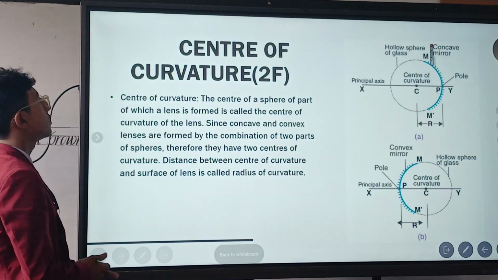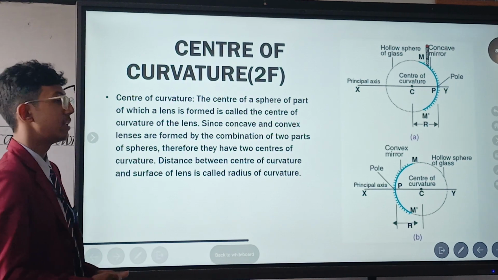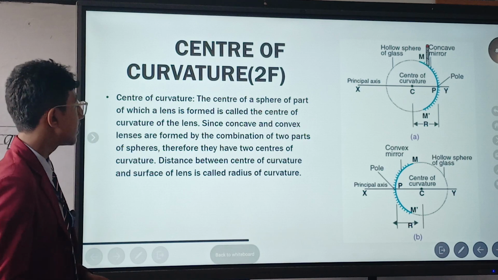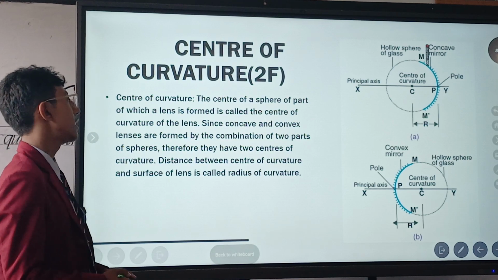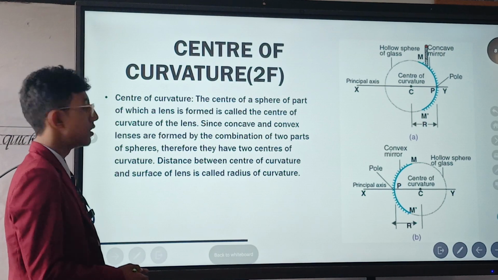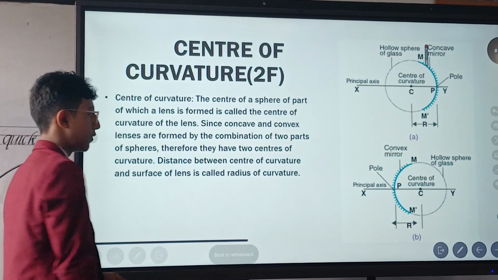Next one is the center of curvature. The center of the sphere of which a lens forms a part is called the center of curvature of the lens. Since convex and concave lenses are formed by the combination of two spheres, they have two centers of curvature. The distance between the center of curvature and the surface of the lens is called the radius of curvature.